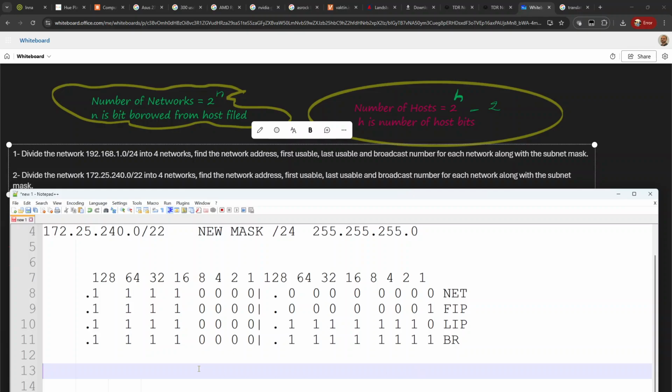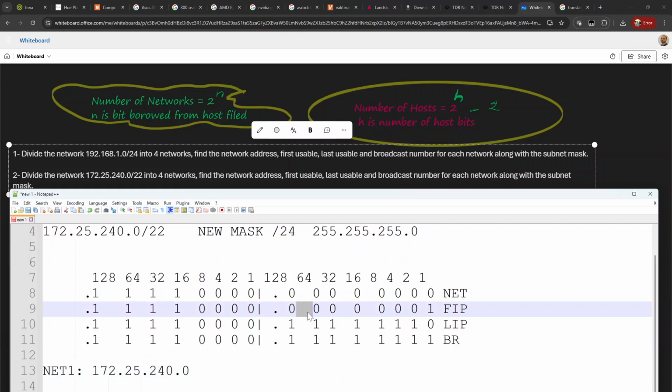So now we can figure out the first host, last host, and the broadcast. So LAN 1 or network 1 equals 172.25.240.0. The first usable IP, as you can see right here, .240 remains the same, .0. So 172.25.240.1. Always write both the third and the fourth octet.